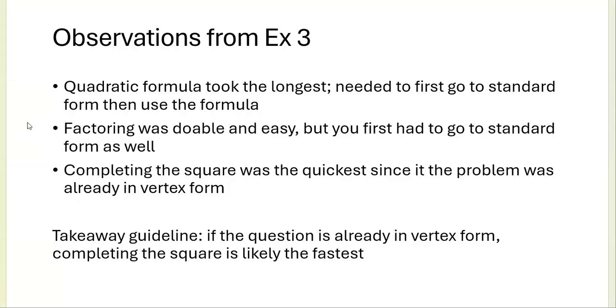Factoring was easy, right? But the prerequisite was we still had to go to standard form first, which didn't take long, but you still had to do that and take a few extra seconds. Complete the square is the quickest in this case since it was already in vertex form. So the key takeaway here is if it's already in vertex form, completing the square is likely the fastest.